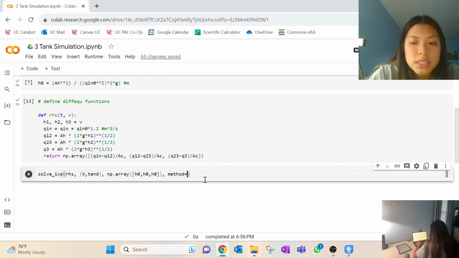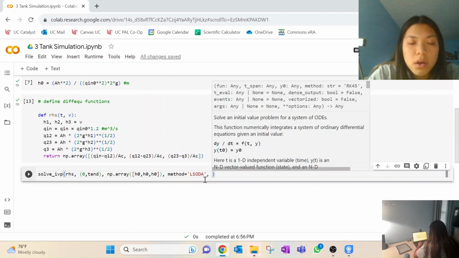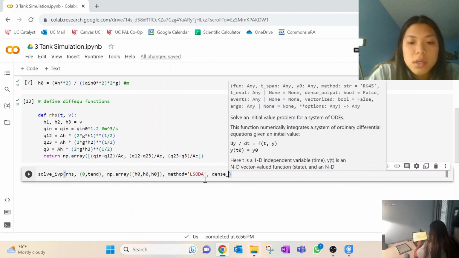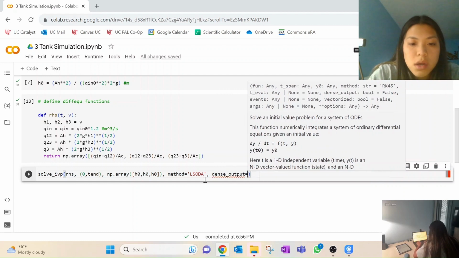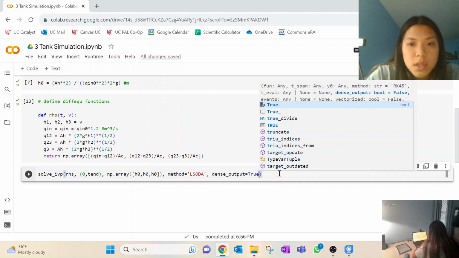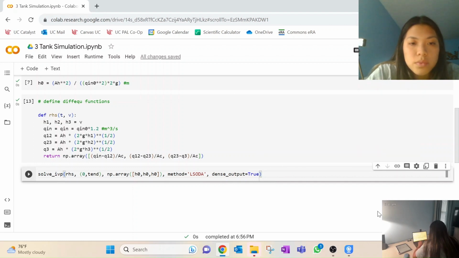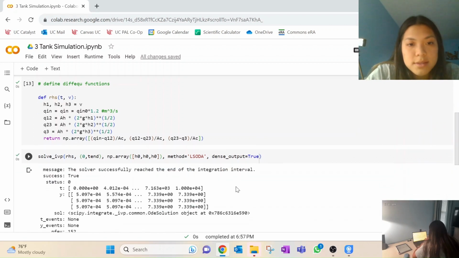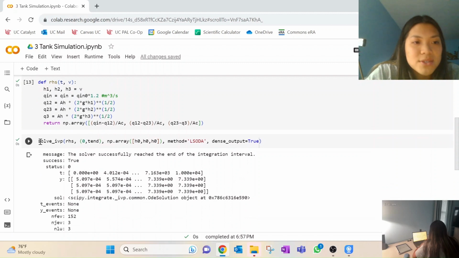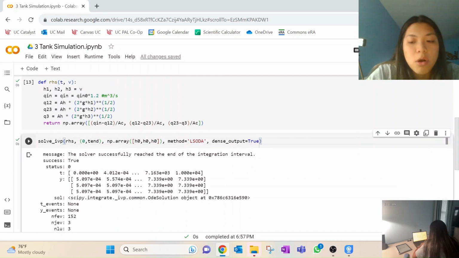It's fairly accurate. Sometimes it can take a little longer, and sometimes it doesn't work for every problem, but it should work for this one. And we are going to say that the dense output, which is like how often it checks it, is true. If we don't, it automatically assumes that it's false. And that's it. That's the solve IVP. We're going to give this a name so we can call back on it later when we go to plot. So we're just going to call this res for resolution.